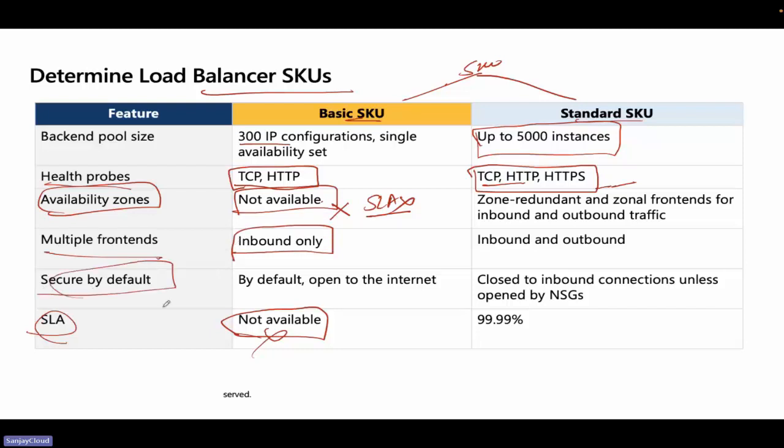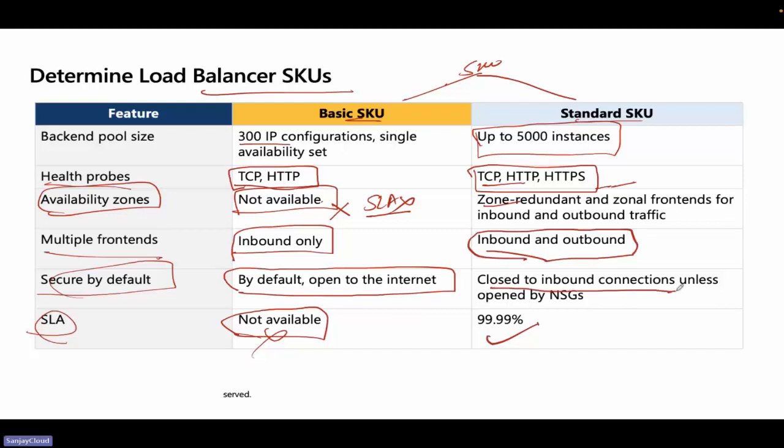Secure by default? No. By default, it is open to the internet. Later you can use your NSG. When it comes to zone redundancy for Standard, yes, you will get a zone-redundant load balancer and you will get a four nines SLA. You can use inbound and outbound front ends. For inbound connections, you can use an NSG to open your connection, your request, on a particular port and protocol.